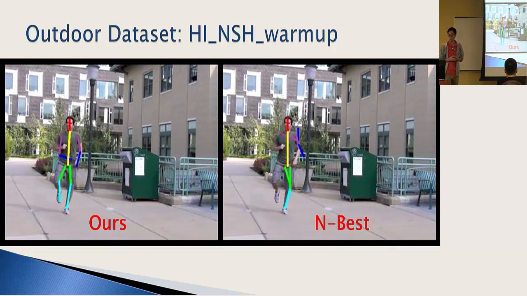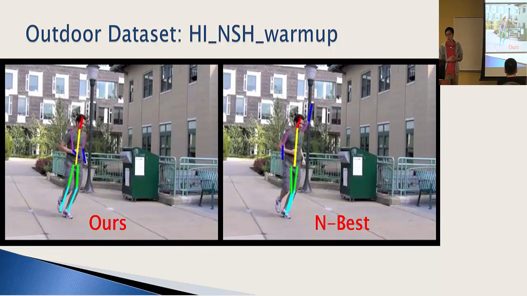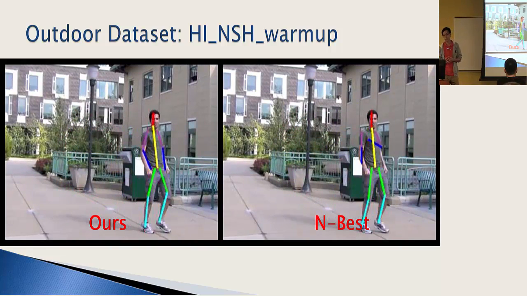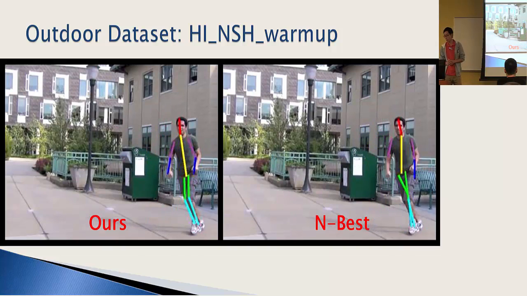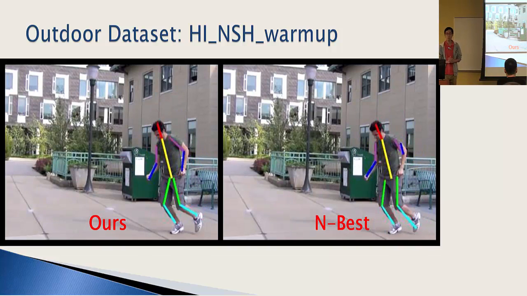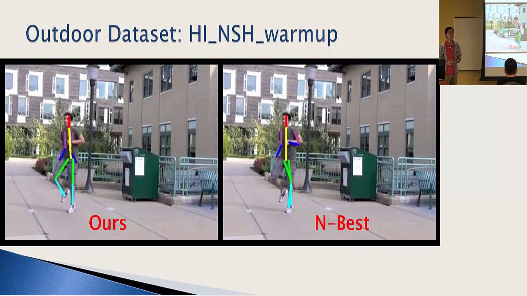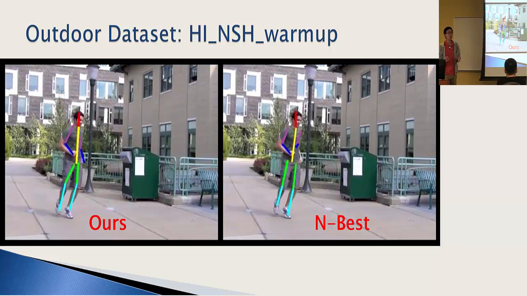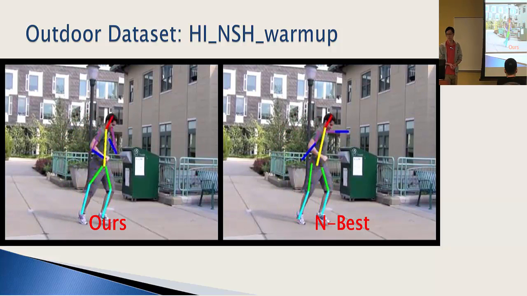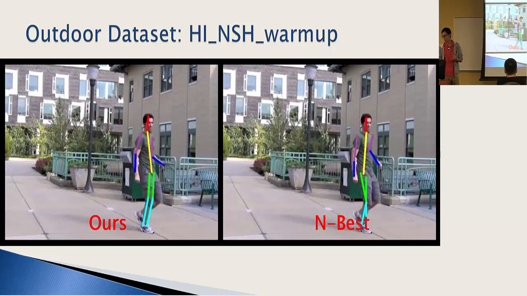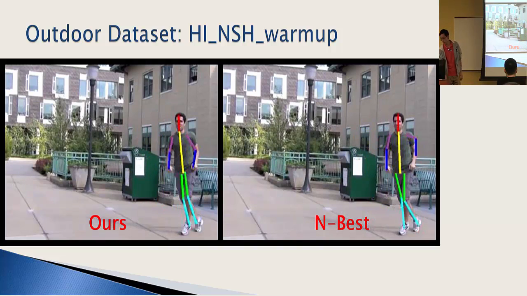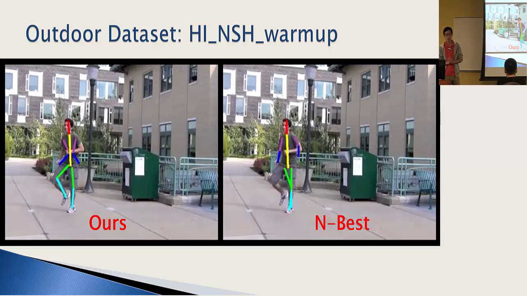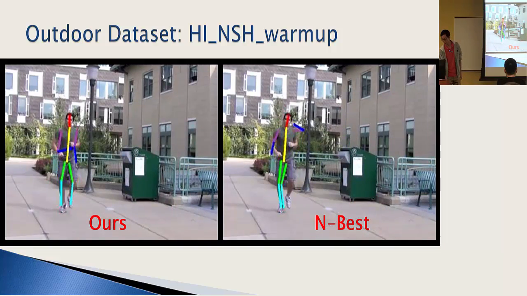So here's the results from the outdoor data set, one video. On the left side is our result, and on the right side is the results from the NBEST method, which is our baseline. You can see that for the NBEST method, it's very noisy. There are a lot of double counting problems, like for the two legs, they are detected at the same location. And also for the arms, it jumps everywhere, so it's very noisy. And for our method, it's stable and consistent through frames.